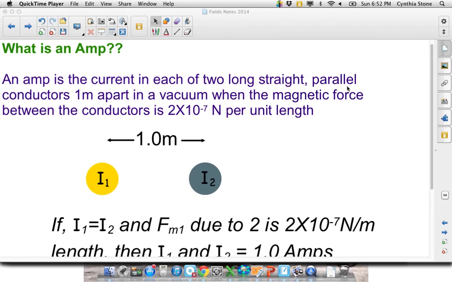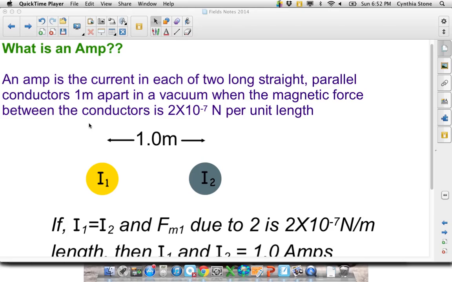So first, the lesson is called, what is an amp? Here's the definition, and I'm sorry, it sucks. We learned in grade 11 something that made more sense, but this is actually how an amp got defined. It's based on the experimentation by Andre Ampere. Imagine you've got two conductors, long rods pointing into the page, and they each have a current. We're saying it's the current in each, so they're going to be the same.